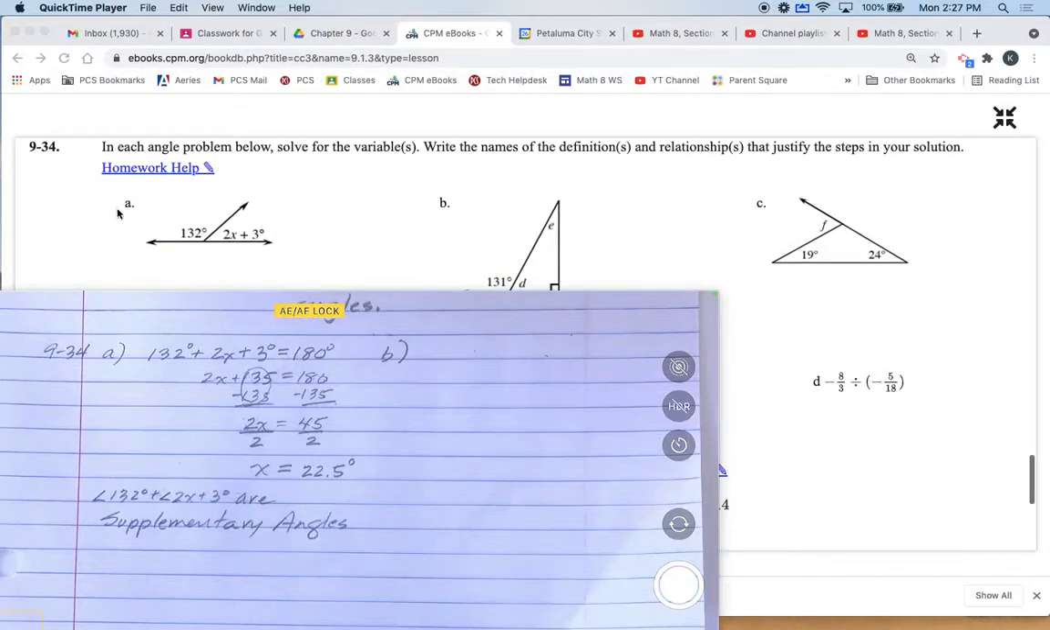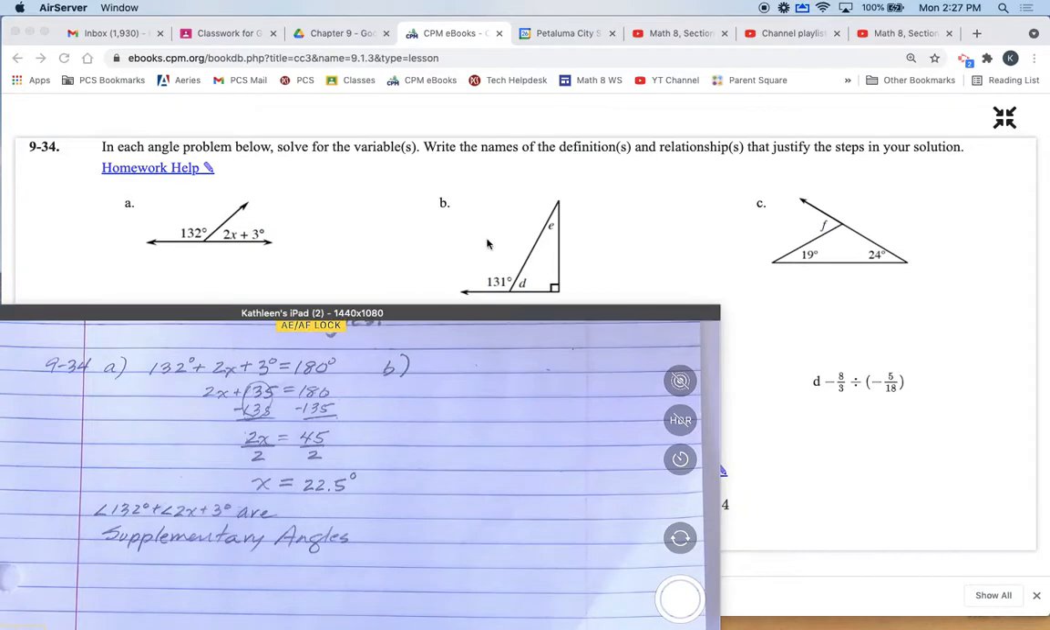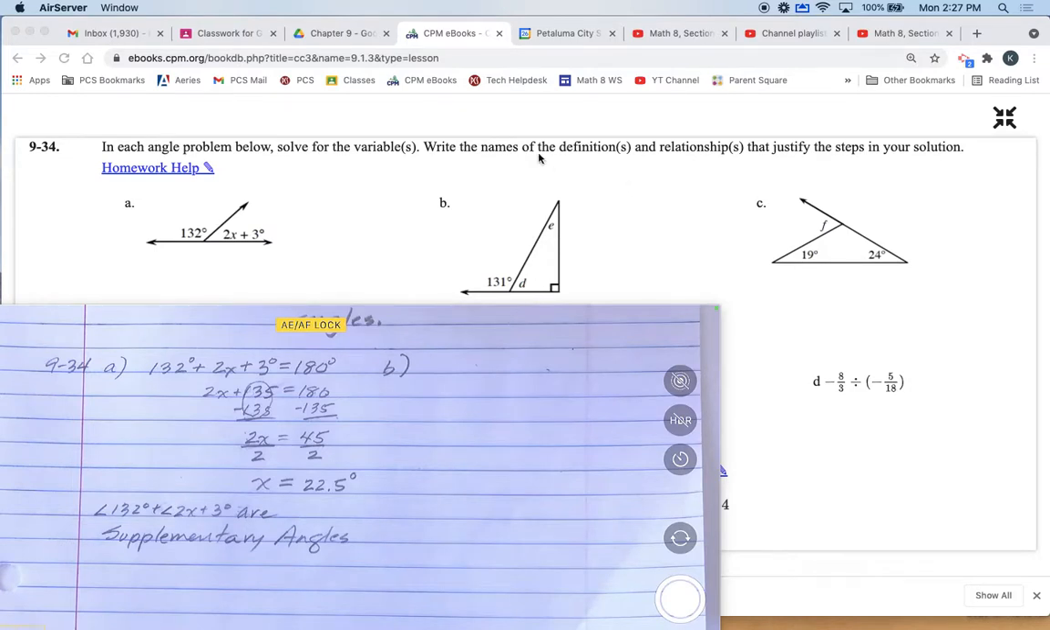Okay, we're on problem 9-34, and now we're doing B. We're supposed to solve for these variables, E and D. We're also supposed to name the definition or relationships that justify the steps that we take to find D and E. Okay, I'm going to take these in order.